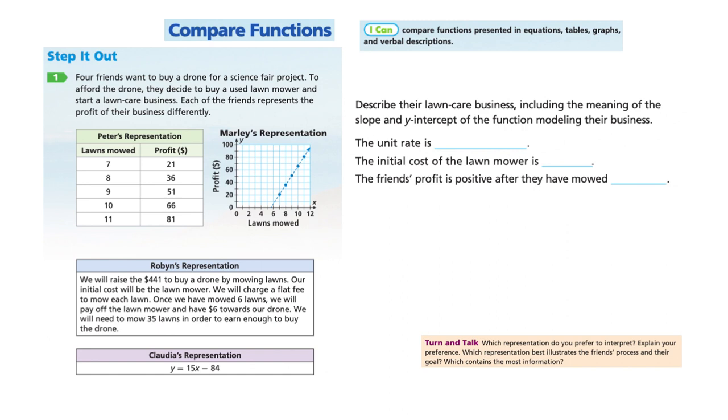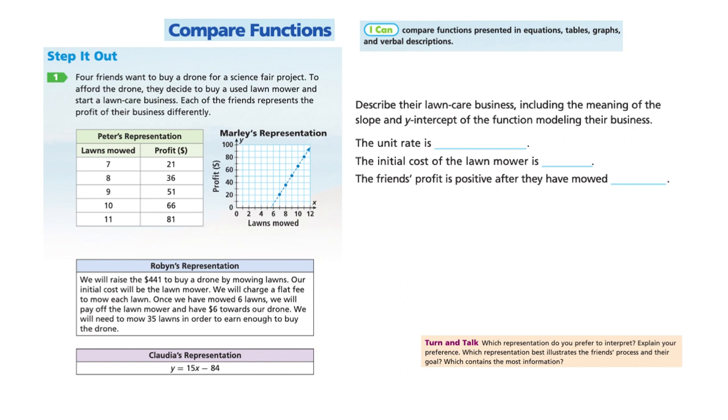So there's no build understanding or spark your learning. So we're going to just start right here with the step it out. 4 friends want to buy a drone for a science fair project. To afford the drone, they decide to buy a used lawnmower and start a lawn care business. Each of the friends represents the profit of their business differently.